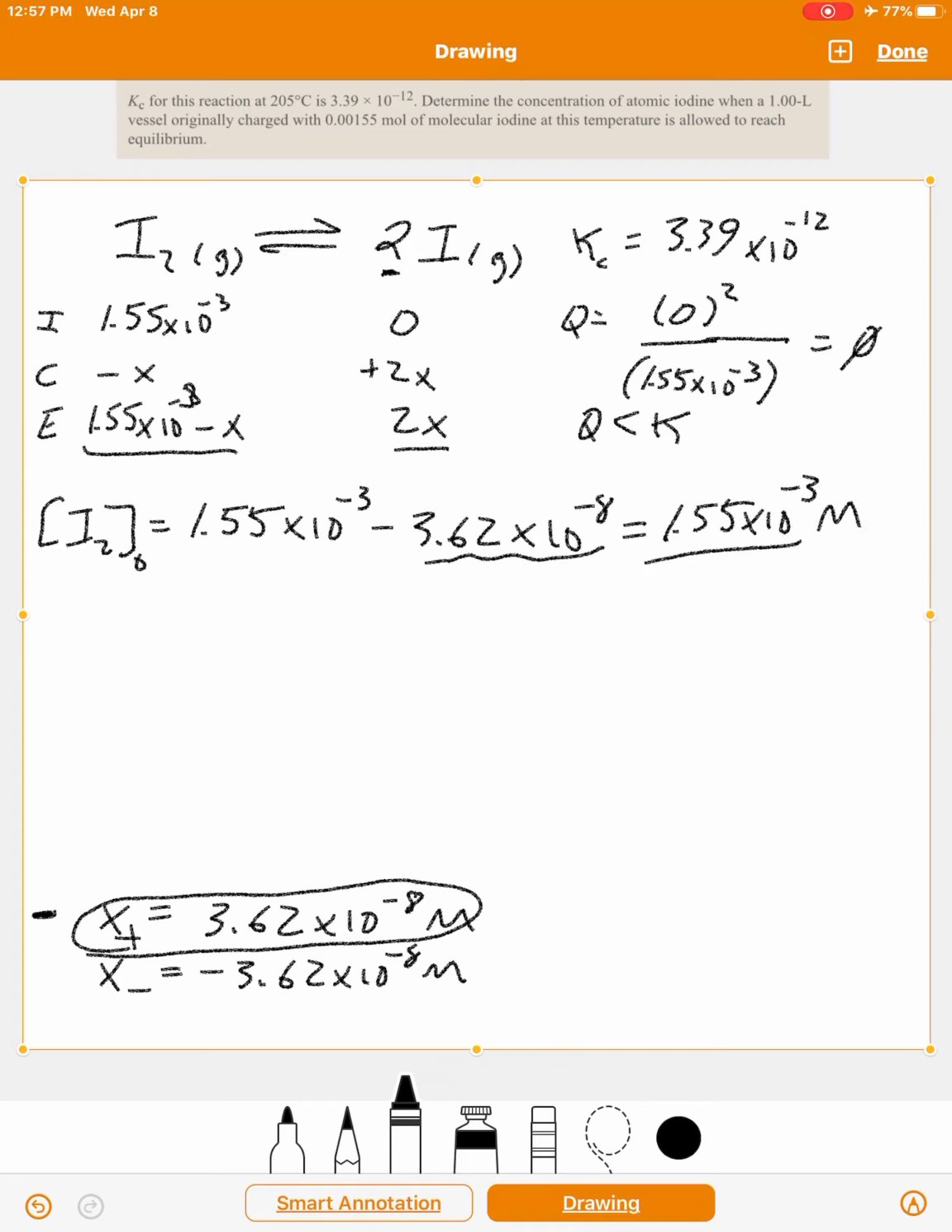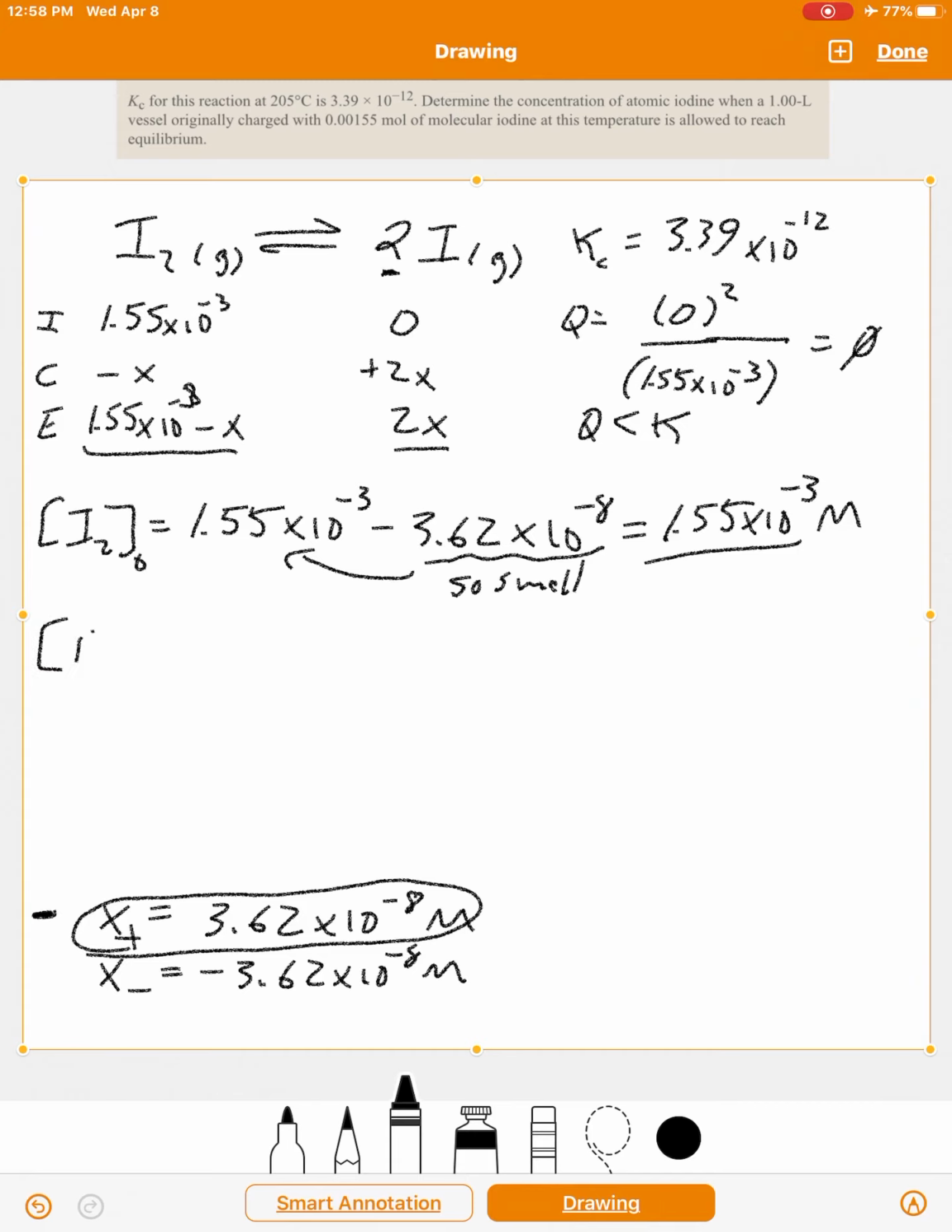And the reason for that is this is so small compared to this one, right? 10 to the minus 3 is so much larger. It's 100,000 times larger than 10 to the minus 8. So if you're subtracting something that's so small, it's just going to show up as subtracting 0, okay? So you'll get the same number, 1.55 times 10 to the minus 3. That actually looks to be close to what we started off with.